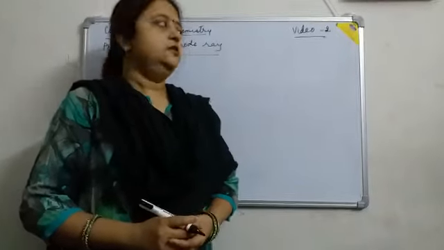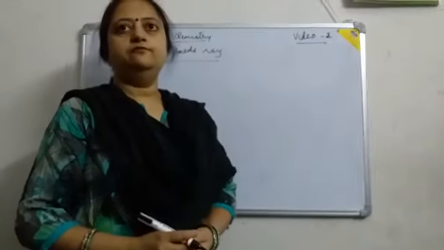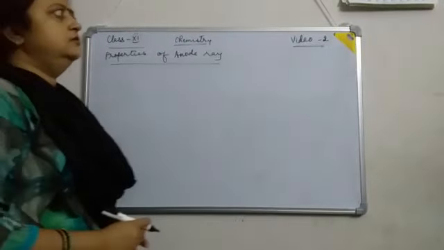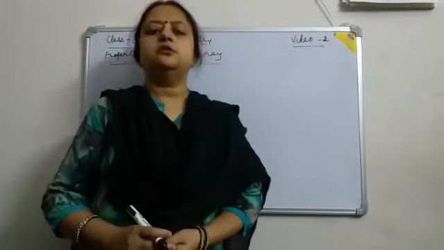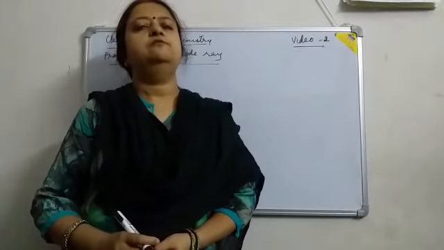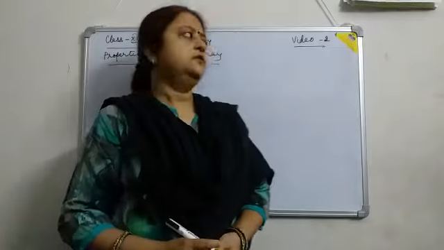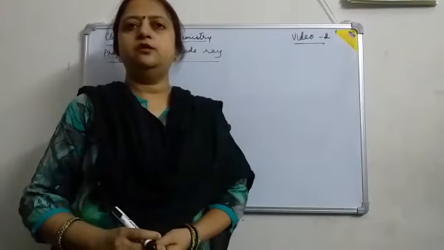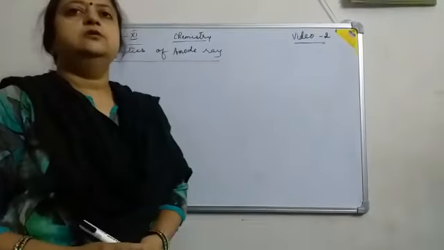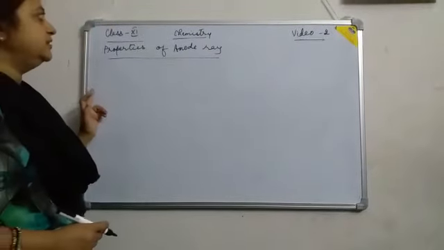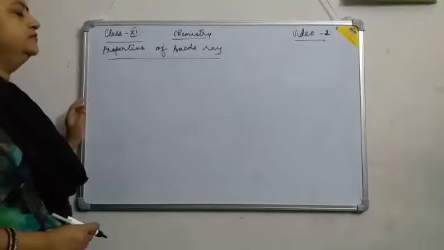Hello everyone. This is our second video of chapter 2, structure of atom. In the previous video we discussed a lot about the discoveries of cathode ray and anode ray. Today we will discuss the properties of anode rays. As you know, E. Goldstein discovered the anode ray and proton.